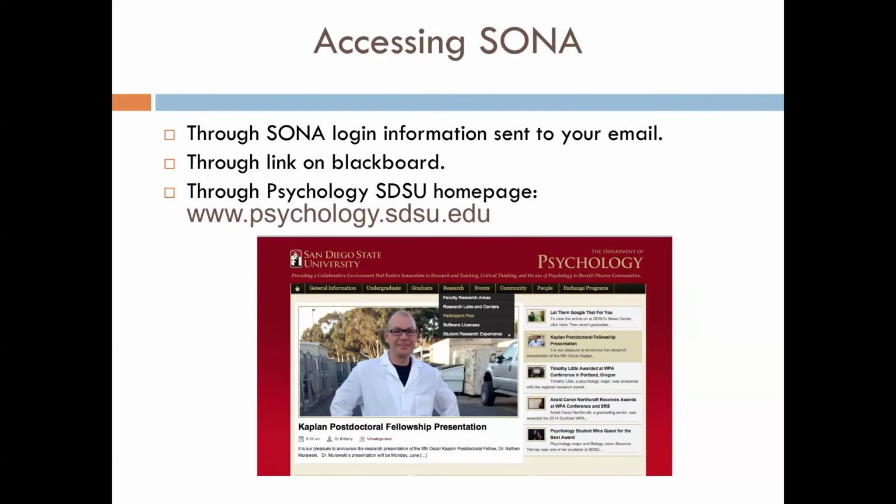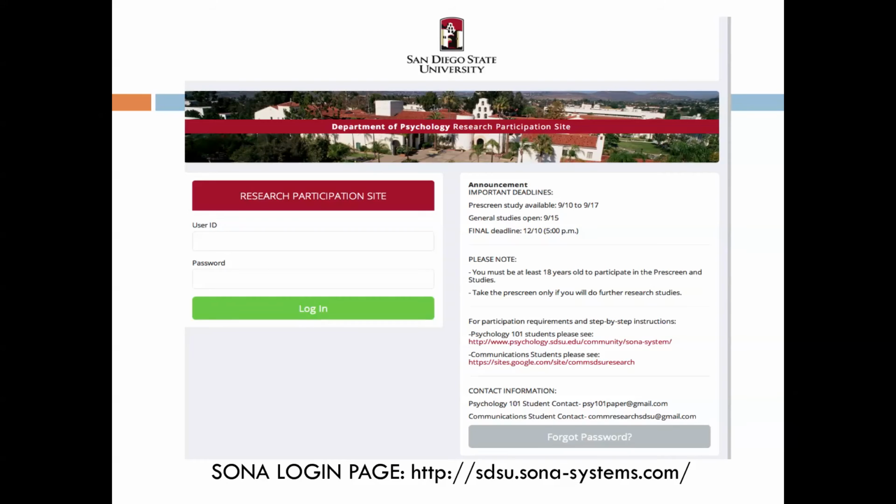As for accessing SONA, there are several ways to do so. First, a link will be provided through the login email that is sent to you. It will also be available through Blackboard. Here is what the login page of SONA looks like. This is where you would sign in in order to sign up for studies that are available to you. If you cannot remember your password, you can reset your password using the Forgot Password link, which is right here, or by emailing us at sci101paper@gmail.com, and we would be happy to reset it for you.